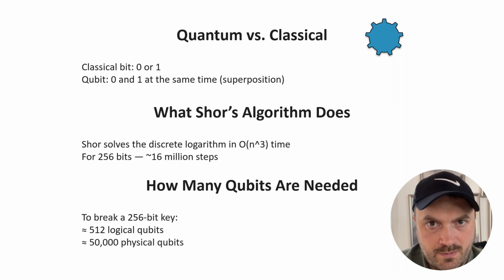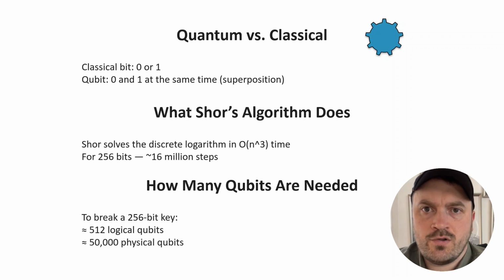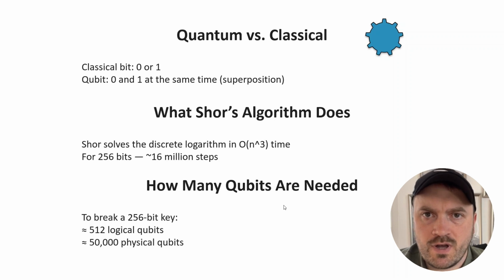Qubit count estimate. Shor's algorithm needs about 2 times n logical qubits, where n is the key length in bits. For a 256-bit key, that's 2 times 256, about 512 logical qubits. But due to errors and instability, each logical qubit requires about 100 physical qubits with today's technology. So the total number will be 512 times 100, about 51,000 physical qubits.